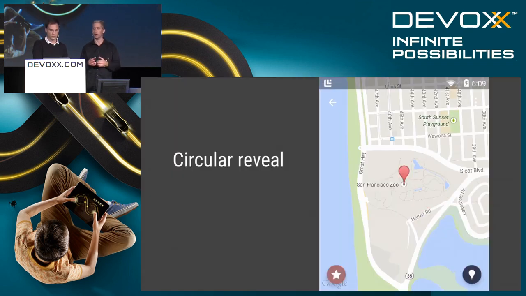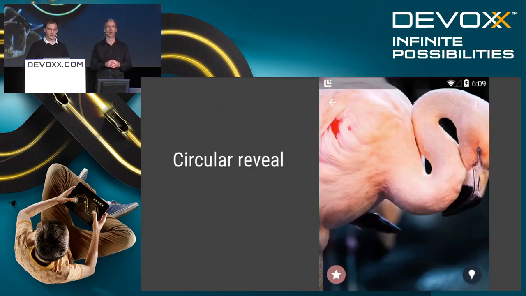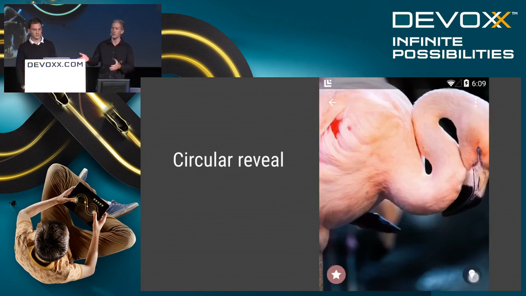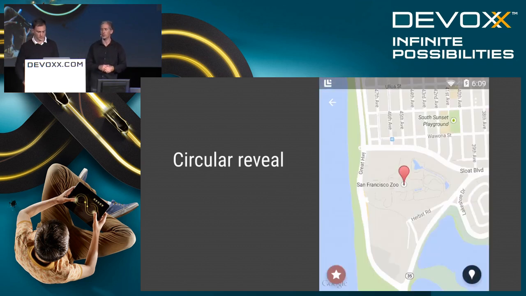So in L, you use this createCircularReveal in the ViewAnimationUtils class. So you can see this, we have the expanding reveal and then the contracting reveal when you touch the button again.